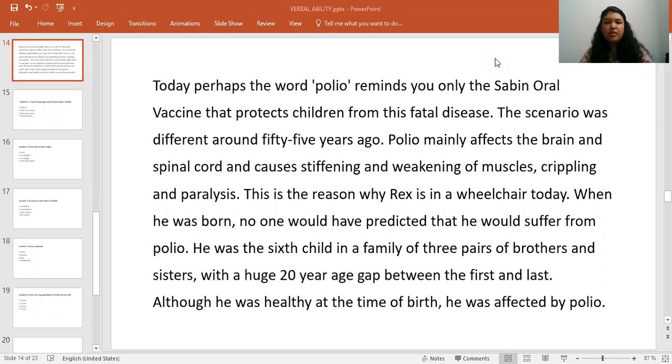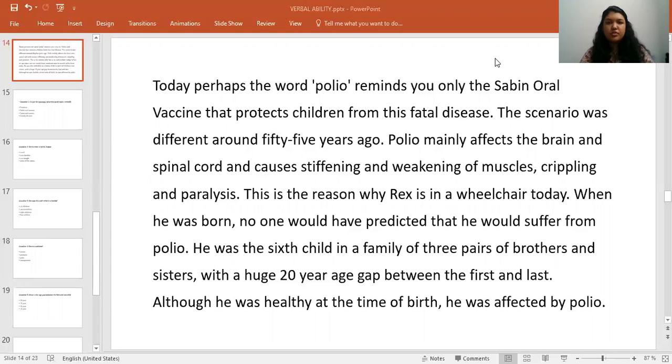When he was born, no one would have predicted that he would suffer from polio. He was the sixth child in a family of three pairs of brothers and sisters, with a huge 20-year age gap between the first and last. Although he was healthy at the time of birth, he was affected by polio.